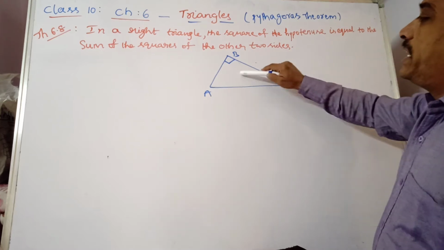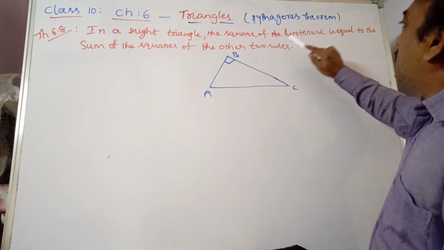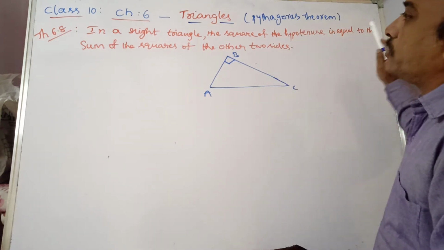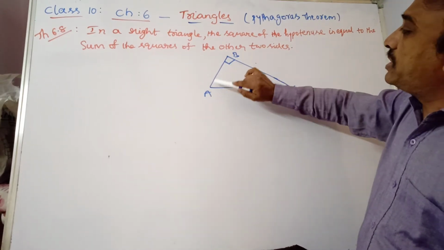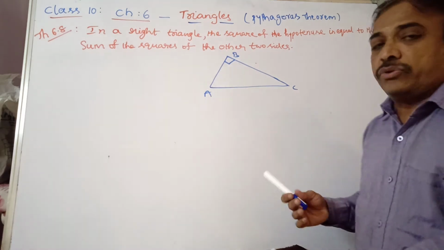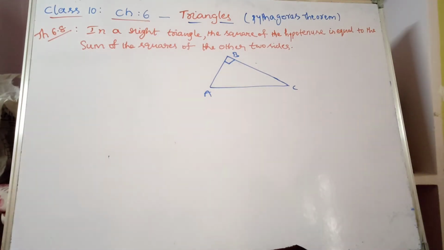So opposite to 90 degrees, we know that is the hypotenuse. The square of the hypotenuse is equal to the sum of the squares of the other two sides. That we have to prove. So the given thing is a right triangle.